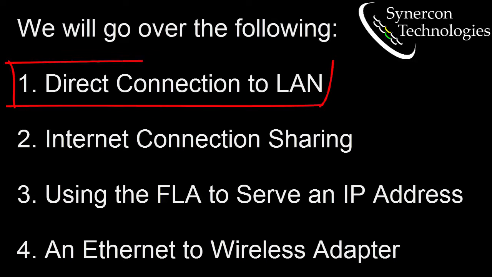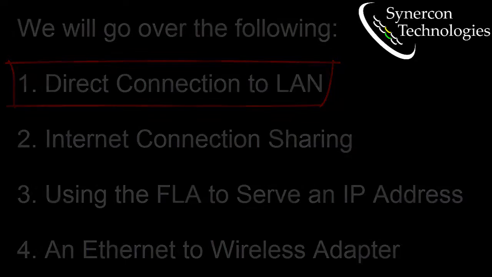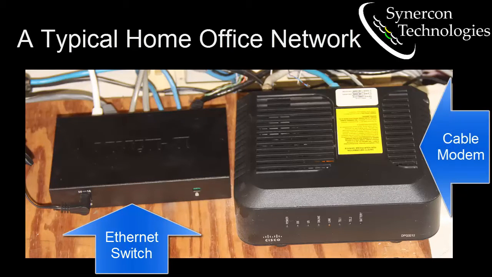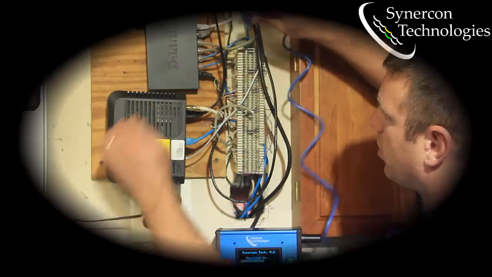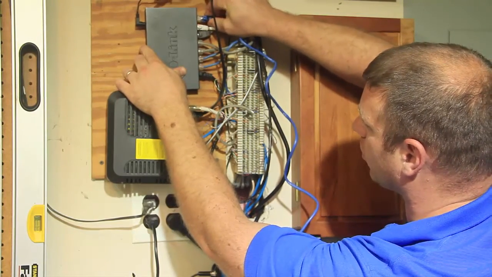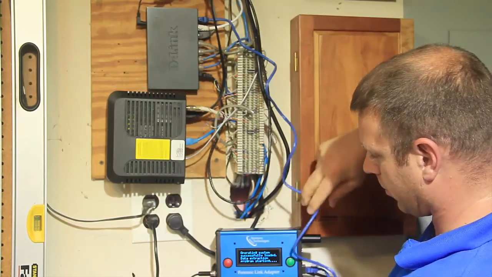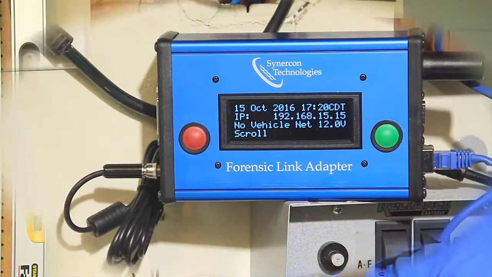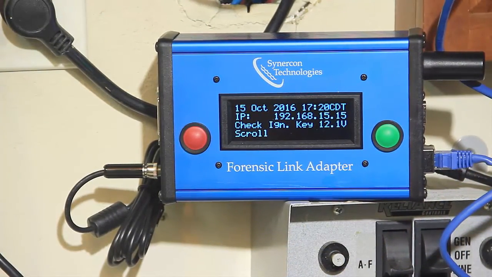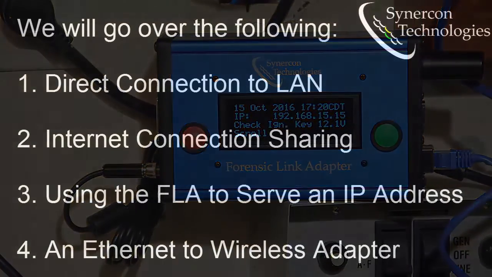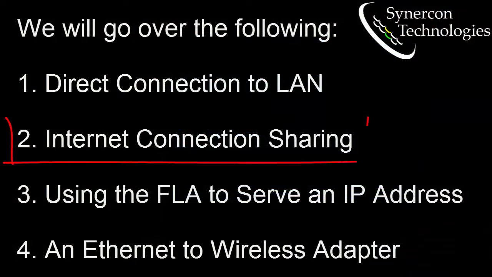Let's start with a direct connection to LAN. A typical home network will have an Ethernet switch and a cable modem or some other device to provide internet access. The cable modem is the device that gives the IP address to the Forensic Link Adapter. So we simply plug into an empty port on our Ethernet switch, and once that's connected, the Forensic Link Adapter will be able to obtain an IP address, as you can see here with 192.168.15.15.